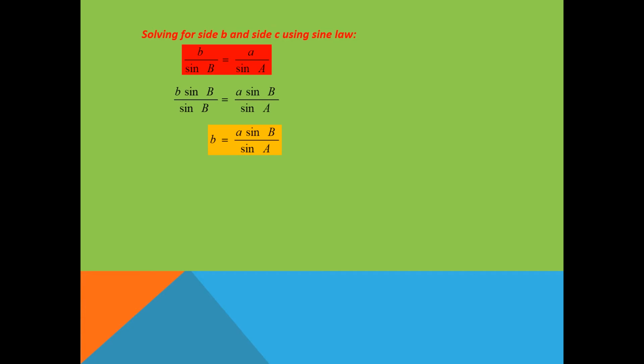Substitute the values of side A, angle B, and angle A. B is equal to 22 multiplied by sine 36 degrees over sine 28 degrees. Using our calculator to get the values of sine 36 and sine 28 degrees, B is equal to 22 multiplied by 0.587785 over 0.469472. Or simply, B is equal to 27.54 units.